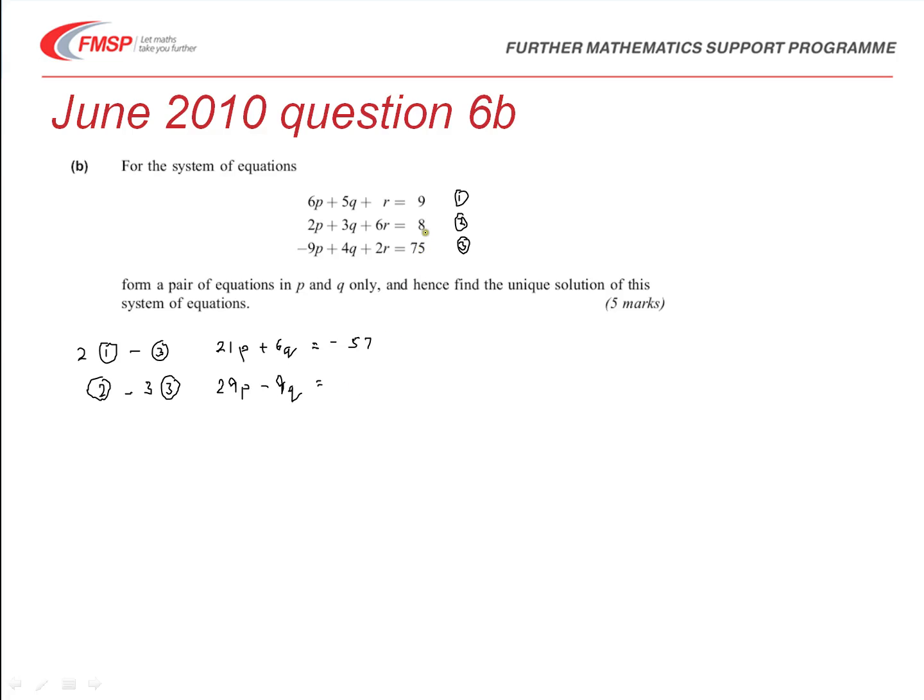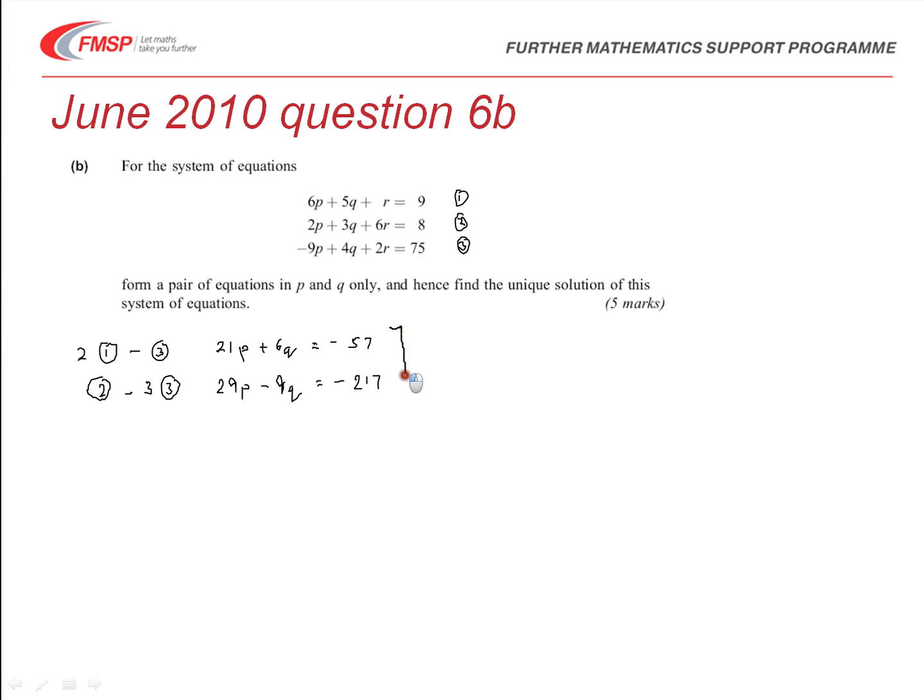Sorry, it's not 16, is it? It's 8 take away 3 lots of 75. I think I had a short circuit on my brain there. So it's 8 take away 3 lots of 75. 3 lots of 75 is 225, take away the 8 gives you negative 217.